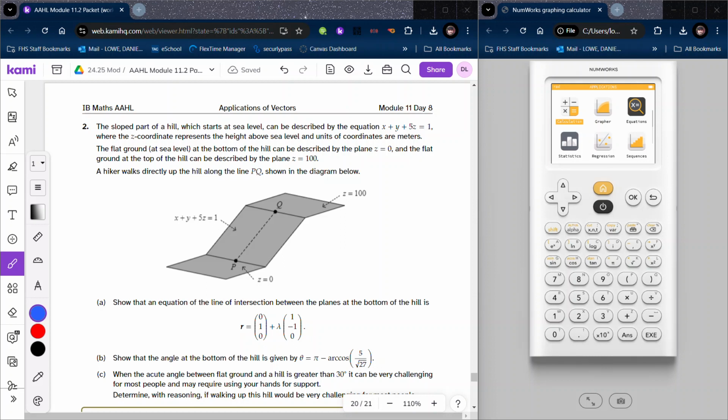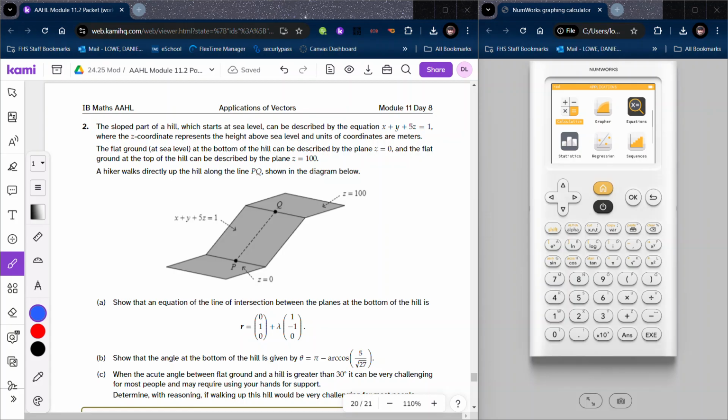Okay, thank you for joining us again as we continue our work with vectors and in particular looking at applications of vectors. We've done a problem with kinematics. Now let's look at an exam style question where vectors play a key role.